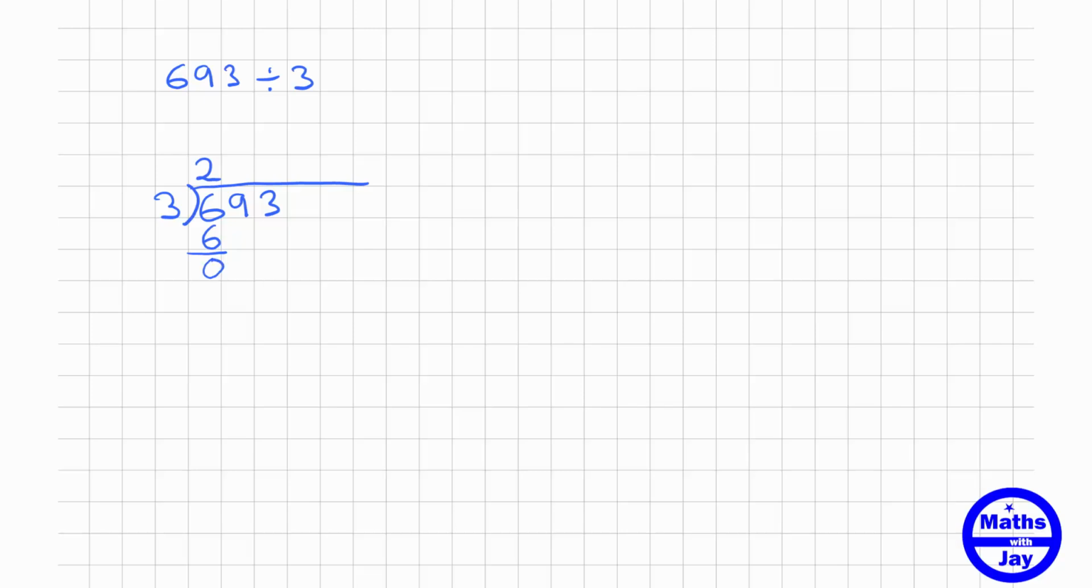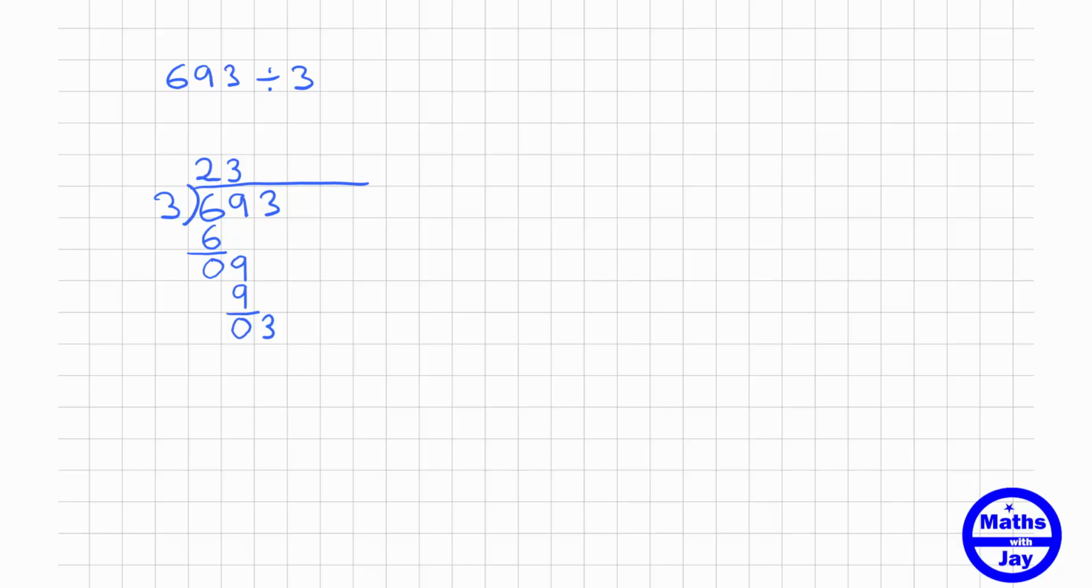And then we bring down the next number from the 693, so that's 9. And now we're dividing 3 into 9. So 3 goes into 9 3 times. And then as before, we multiply that number by the 3. So 3 3s are 9. Subtract, and that gives us 0. And then we bring down the next number from 693, so that's 3. And then divide 3 into that number.